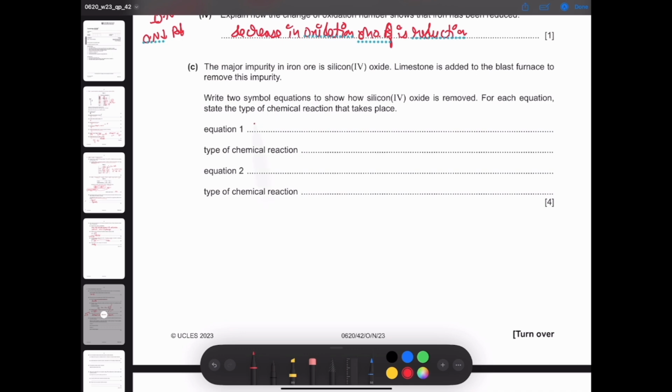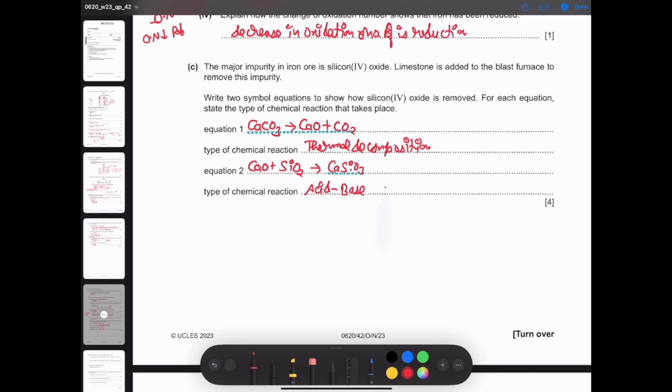So we remember that the first equation is calcium carbonate thermally decomposes to form calcium oxide and CO2. And what is the type of reaction? This is thermal decomposition reaction. Then the last one is where calcium oxide combines with silicon oxide to form CaSiO3, which is your slag. And what is this? This is an acid-base reaction.